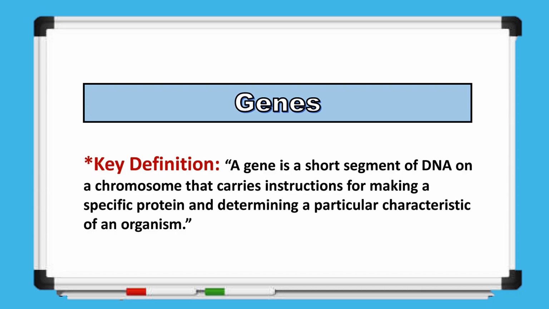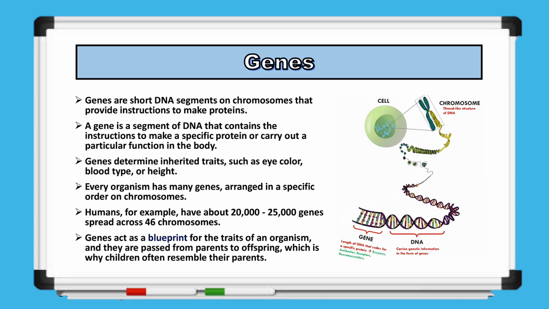These proteins carry out specific functions in the body, and through them, genes determine the traits and characteristics of an organism. Each gene has a unique role, and together, all the genes in an organism form the blueprint for its structure, function, and development. Now, let us talk more about genes.